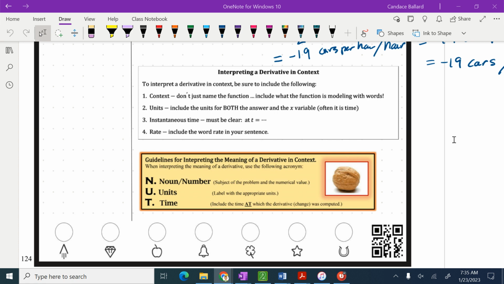And I kind of hinted at it a little bit last week. I talked about it in some of the ones we went over, but we're going to actually be able to write out a concluding sentence, because sometimes they will ask us to interpret what that actually means. So we want to make sure we include the following. The context. So don't just name the function, include what the function is modeling with words.